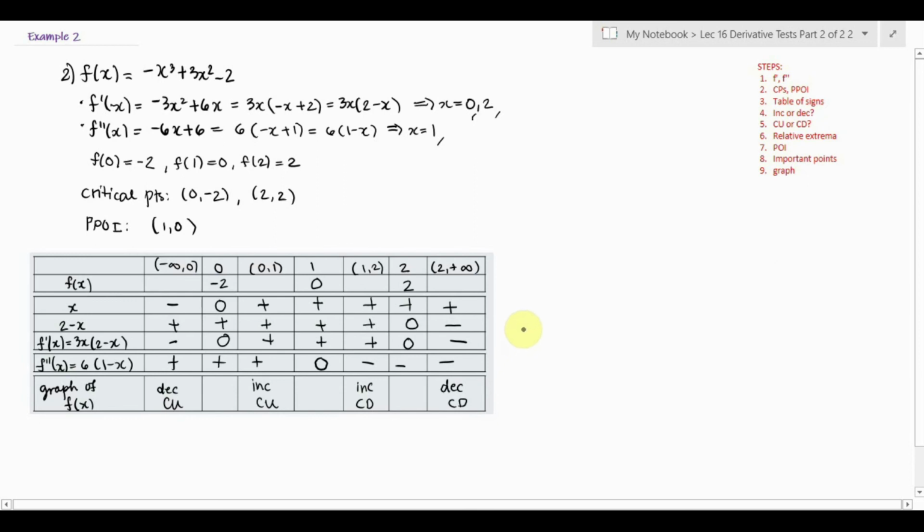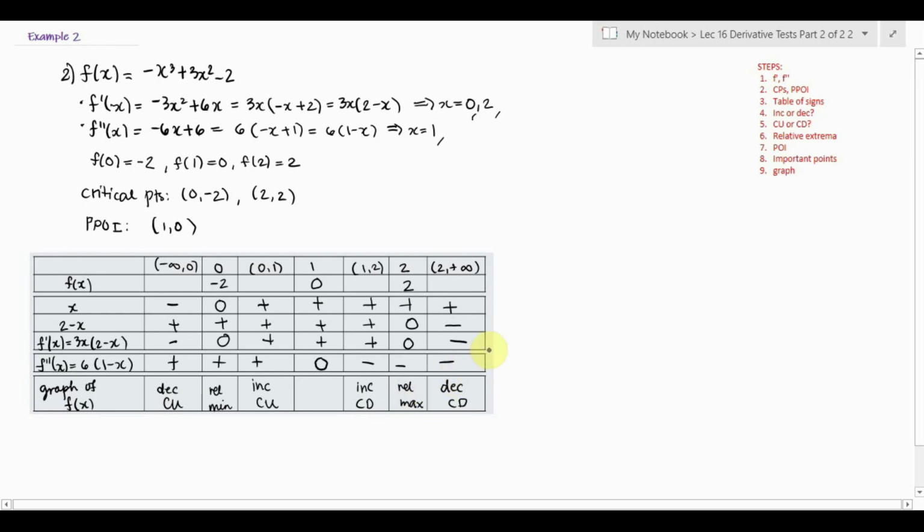Next, we check the critical numbers for identifying the relative extrema. The critical numbers first, x equals 0. F prime is 0. And our f double prime is positive, therefore by the second derivative test, we have a relative minimum. Next, at x equals 2, f prime is 0, f double prime is negative, hence we have a relative maximum.